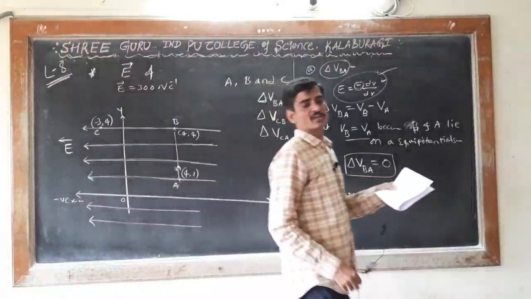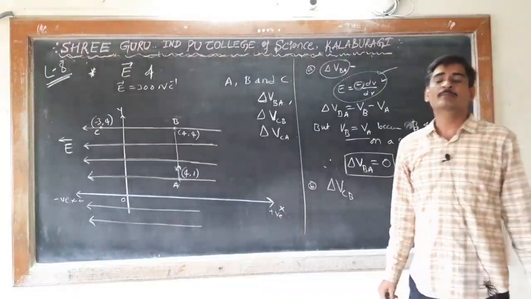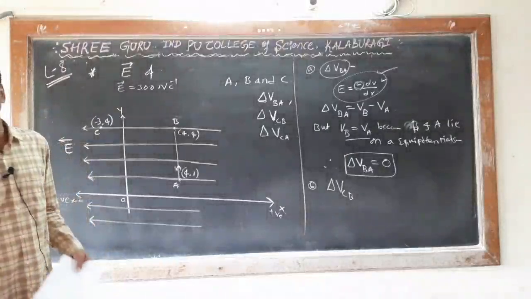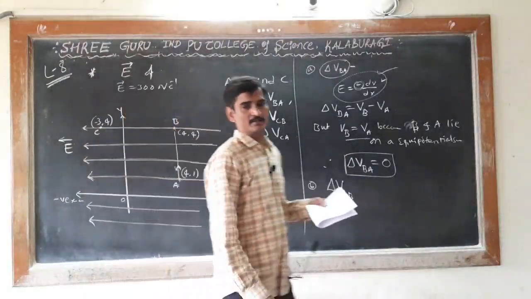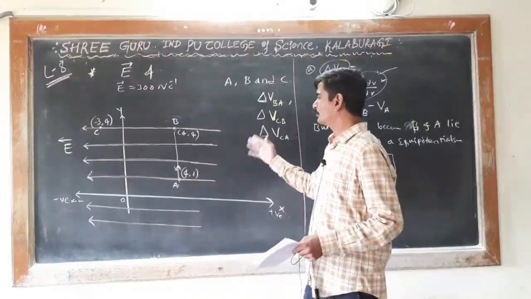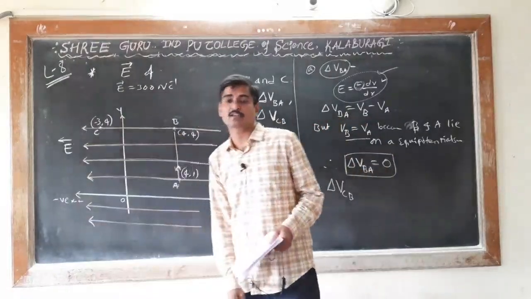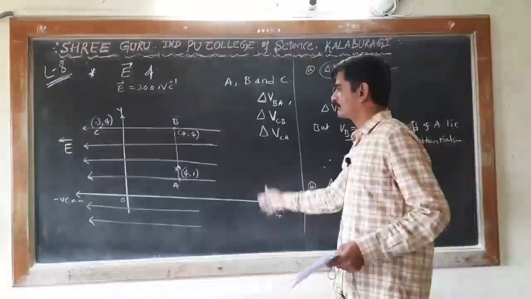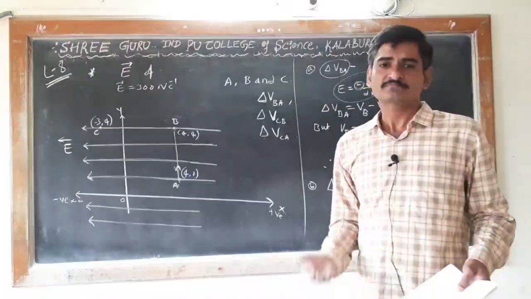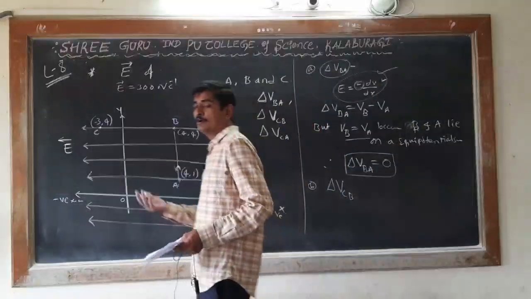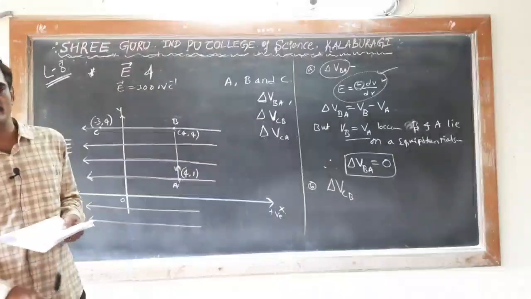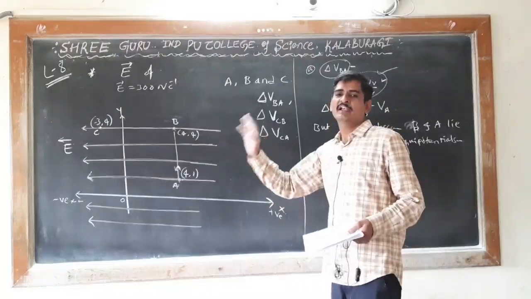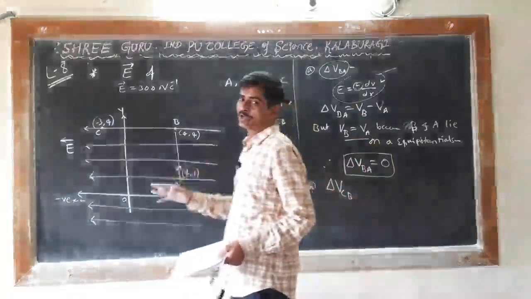And a positive charge moves from higher potential to lower potential. Remember that? A positive charge moves from higher potential to lower potential. Whereas a negative charge, negative charge is not there here. If it was there, a negative charge moves from lower potential to higher potential.